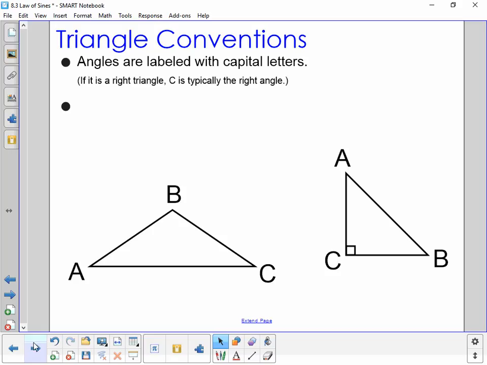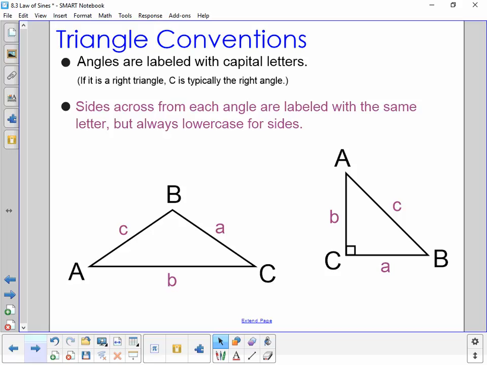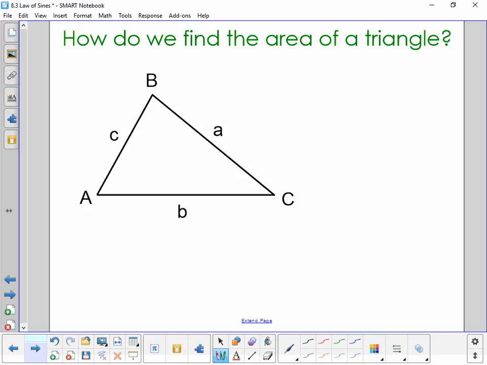Not always, but usually. If those angles are labeled with capital letters, we use the lowercase of the same letter for the side across from it. So if this is angle B here, the one across from it is side B. If this is angle A here, the one across from it is side A. So we'll be using those triangle conventions throughout the unit.